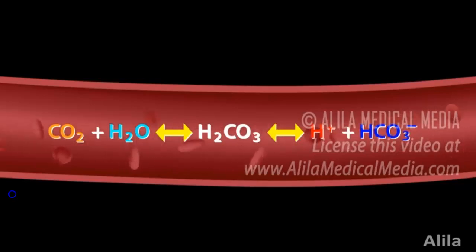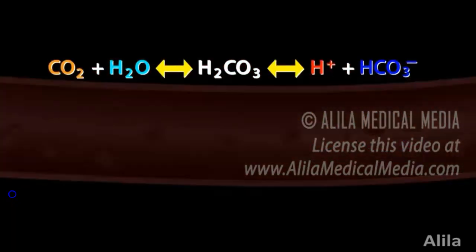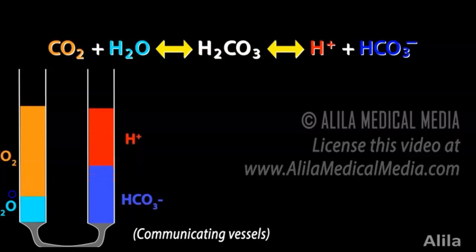This is an equilibrium, meaning all of the components of the left and right sides coexist at all times, and the concentration of any component is determined by that of others at any given moment. The rule of thumb is an increase in concentration of any component on one side will shift the equation to the other side, leading to increased concentrations of all components on that side, and vice versa. This equilibrium is central to understand acid-base regulation.